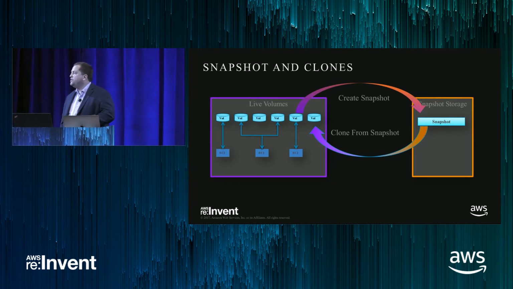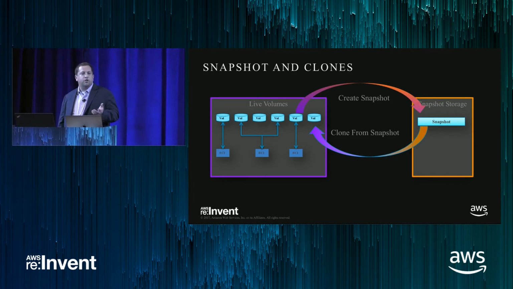It's really common to see people have one, let's say, production volume, maybe they replicate it somewhere, take a snapshot, replicate it somewhere, and then they might have 100 clones or 100 volumes based on that snapshot. If you're not doing that today in your environment, I would ask the question, why not?